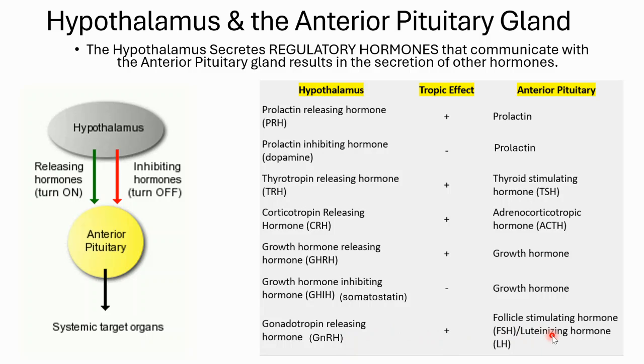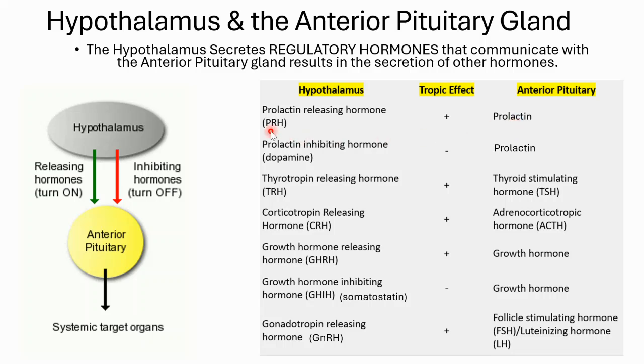I know these sound like a lot. I would make flashcards, honestly, and put like prolactin releasing hormone on one side, and it causes the release of prolactin from the anterior pituitary on the other side. And I would practice those backwards and forwards.